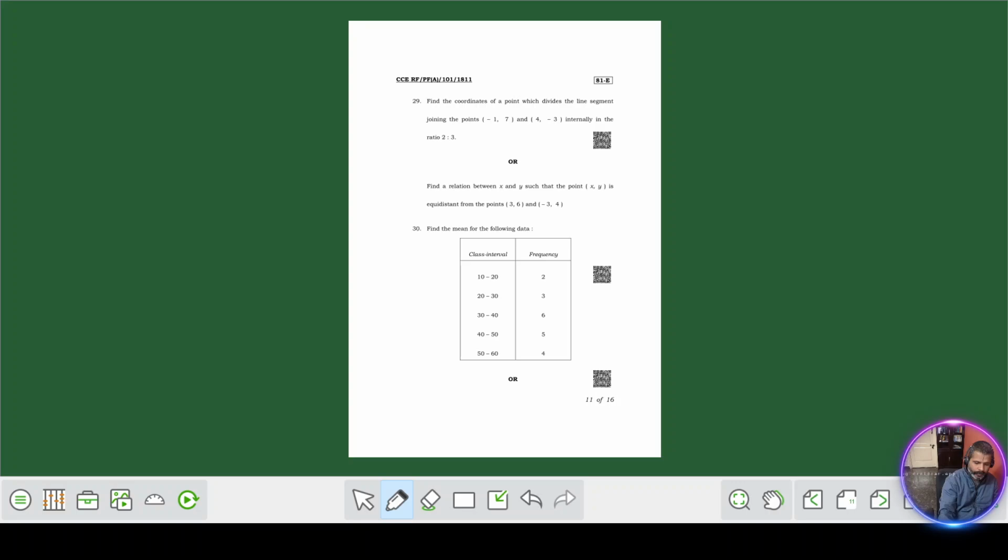29. Find the relation between x and y such that the point P(x, y) is equidistant from (3, 6) and (-3, 4). Just we draw a figure here. P of x, y is equidistant from (3, 6) and (-3, 4). We call the points A and B. You draw this figure and you have to use the distance formula.